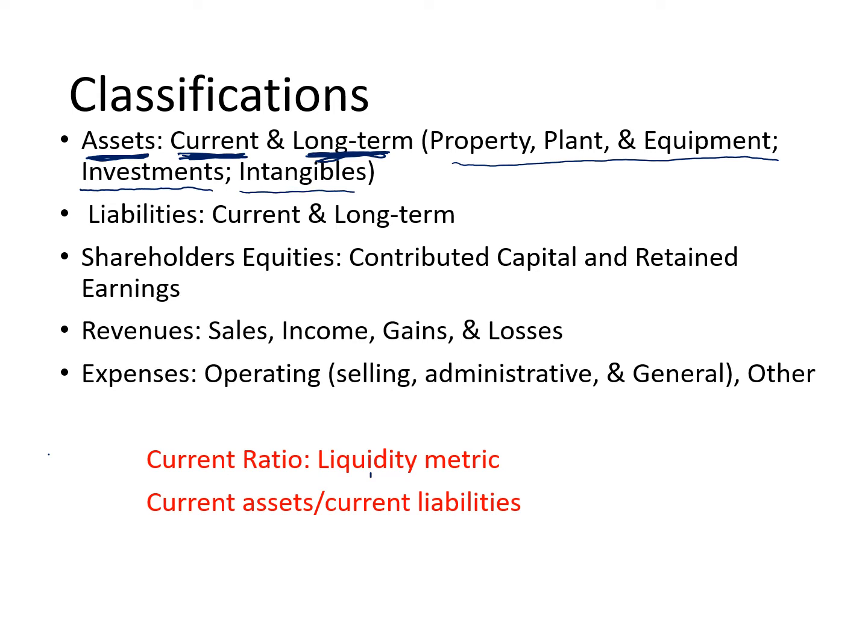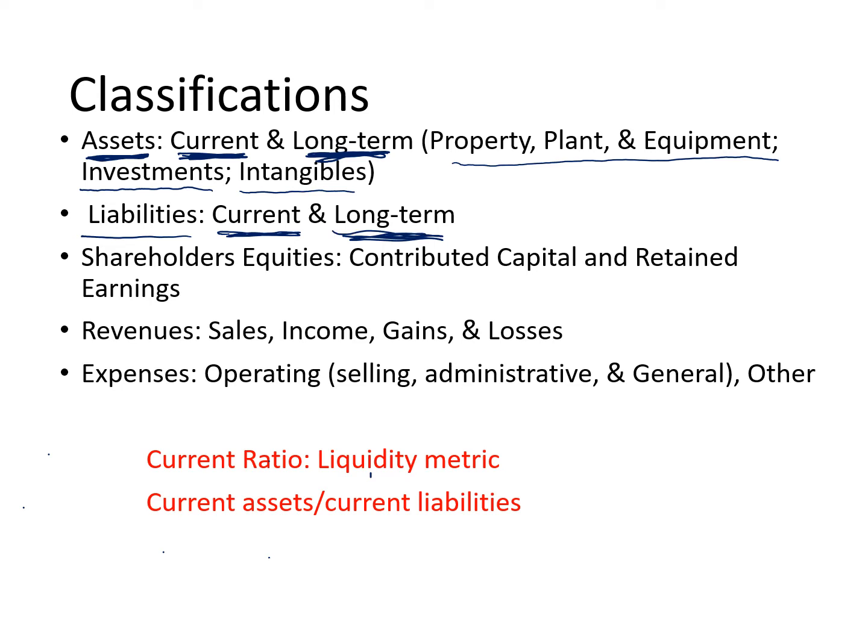Intangibles. Intangibles are things like copyrights, patents, franchises, goodwill. You can't touch them, but there's value in them, and that value can be enjoyed over more than a year. Liabilities. Well, there's two kinds. Current, your bills that are due this year, and long-term, the bills that are due next year and further out.